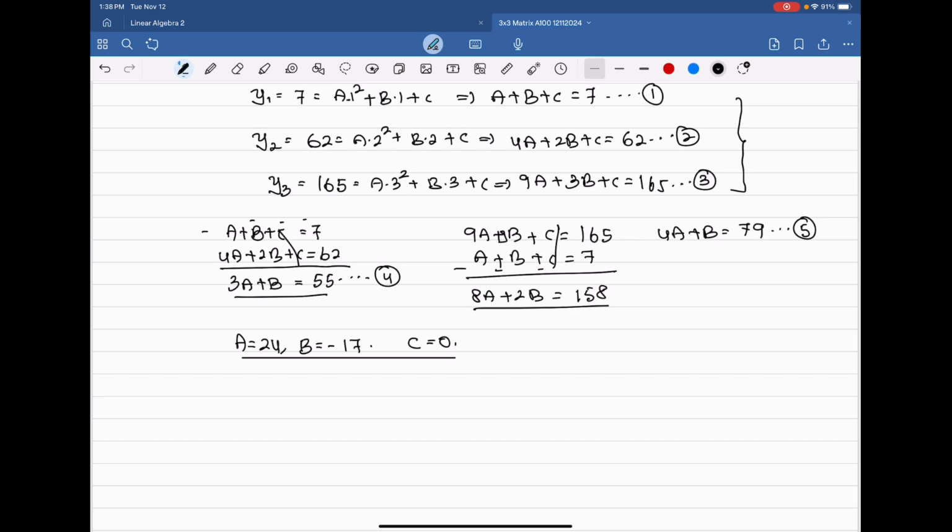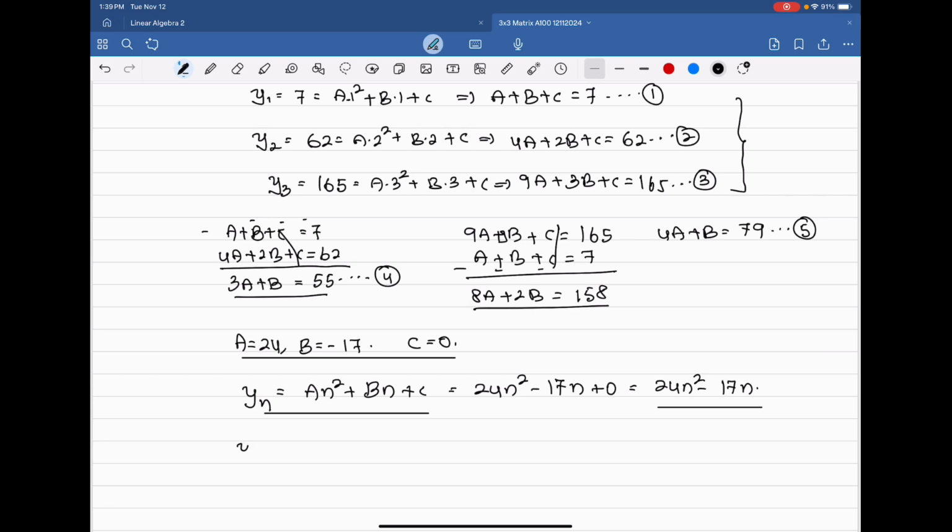Now what is the value of yn in my series? a into n square plus b into n plus c. That is a is 24 n square plus b is minus 17 n plus c is 0. That means 24 n square minus 17 n. This is my final yn formula.